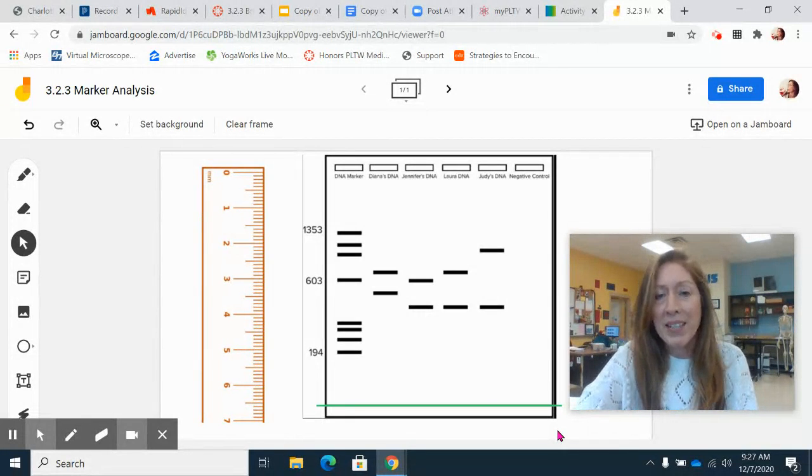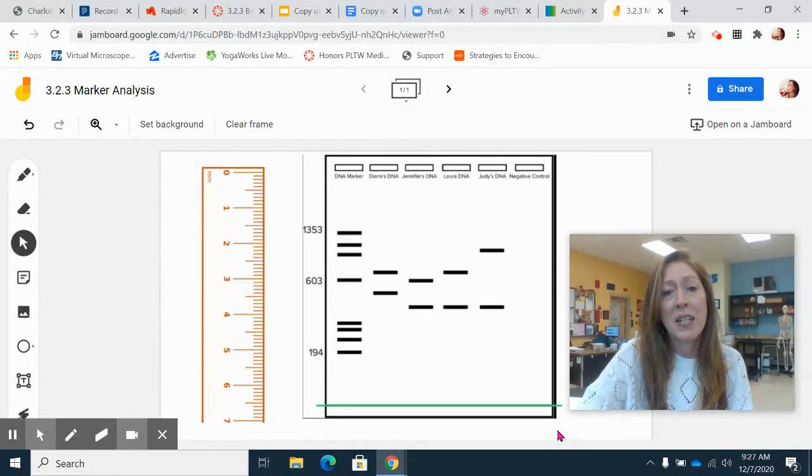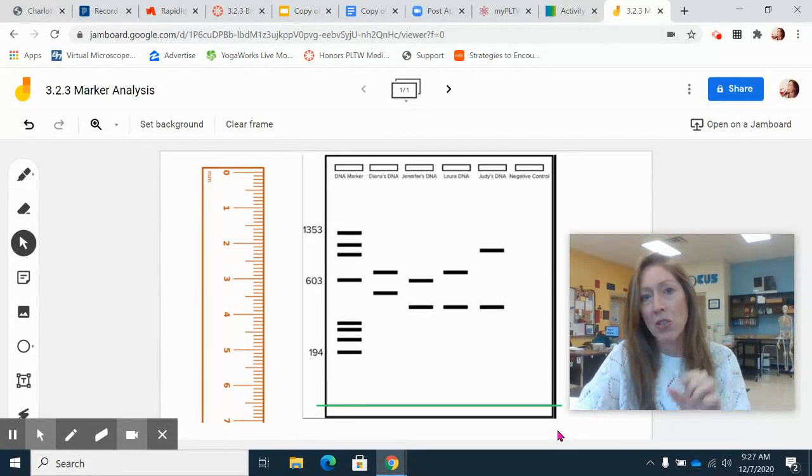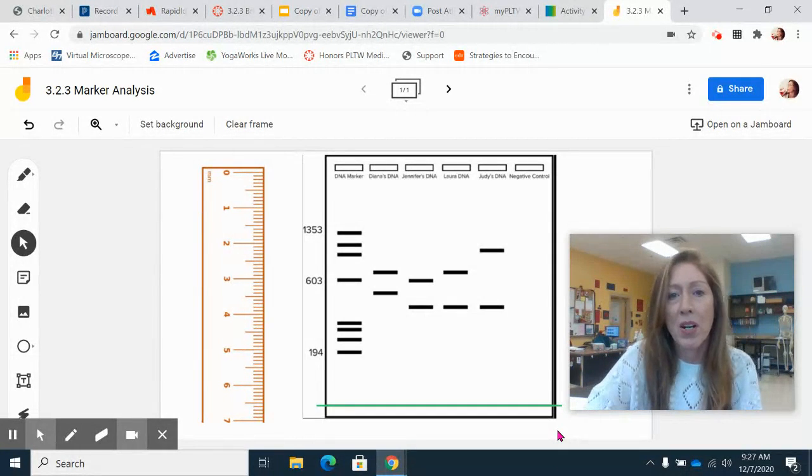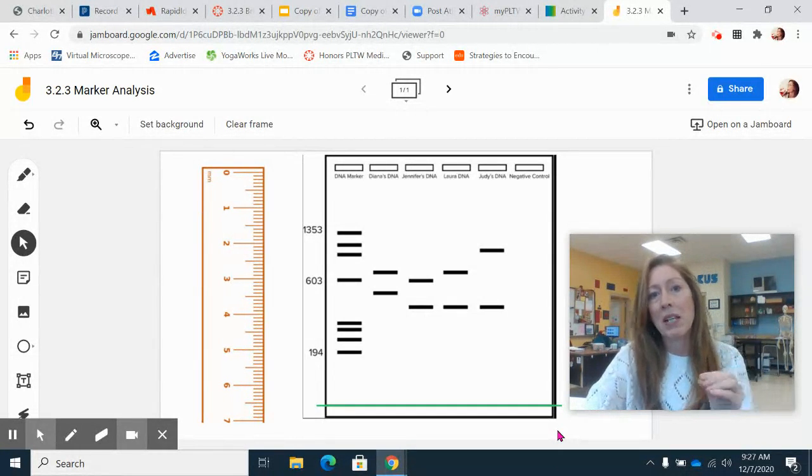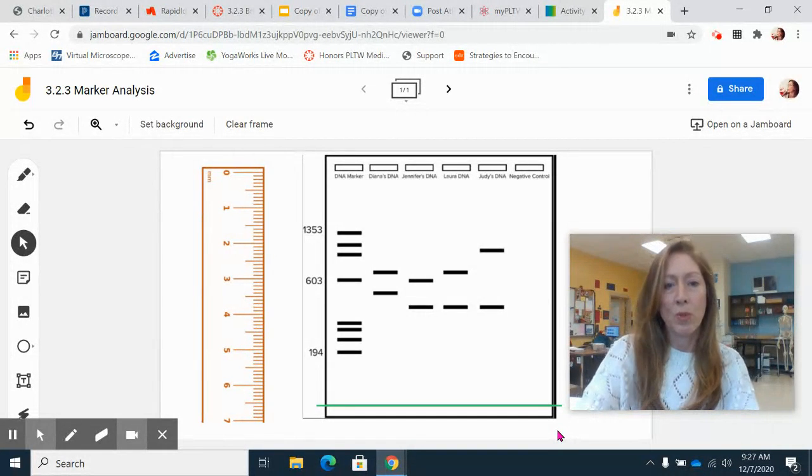And so now we've got this gel with fragments from their DNA, and we're going to measure how far they move through the gel. This is going to help us to determine how many base pairs long each of these fragments are, and we're going to use the base pair length to determine what alleles are present for these individuals.